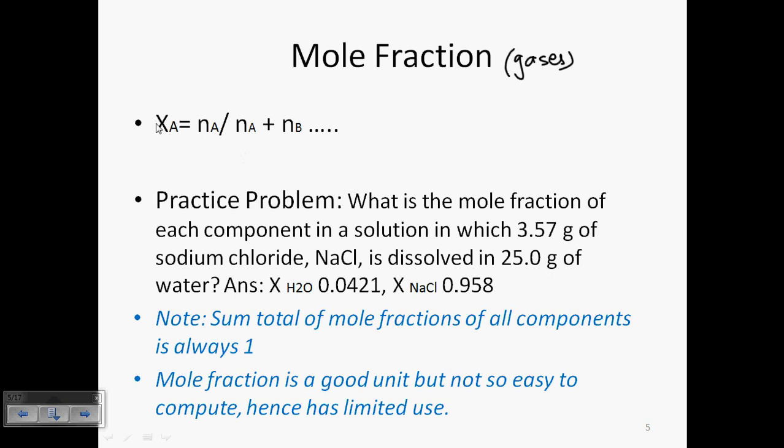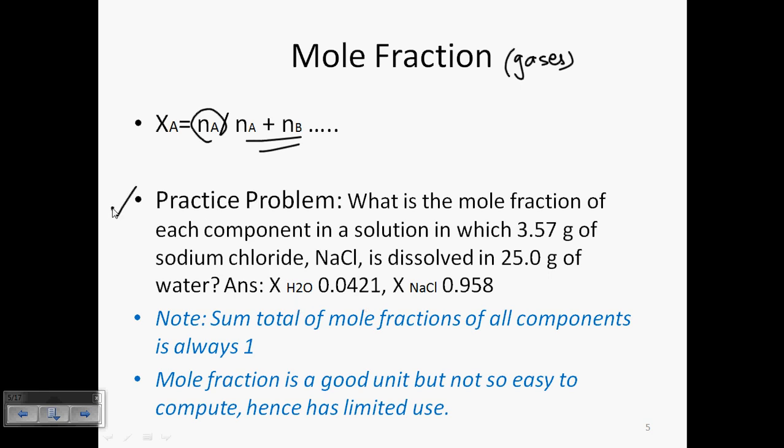Mole fraction is abbreviated by uppercase X, and mole fraction is written in terms of one of the components in a mixture. So if your mixture had many components A, B, and C, what is the mole fraction of A? Mole fraction of A will be moles of A divided by total moles. And because it's a division, mole fraction is a ratio. There are no units for mole fraction.